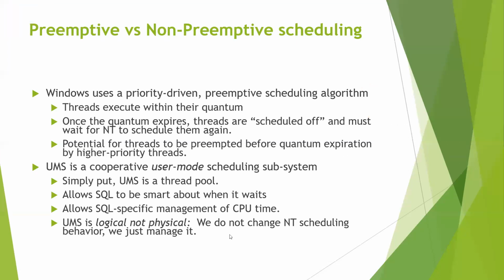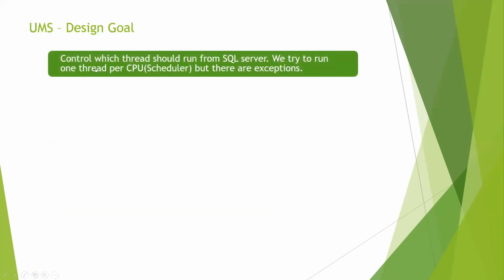So next, the reason that we have UMS, user mode scheduler, is to control this. All I talked already, just I'll give you a high level. Control which thread should run from SQL Server, right? We can control how the threads would be executing. We try to run one thread per CPU, but there are exceptions, right? Suppose if you have parallelism, you will have multiple threads spawning to execute the same task on different schedulers. So that is the exception that it is talking about, right?